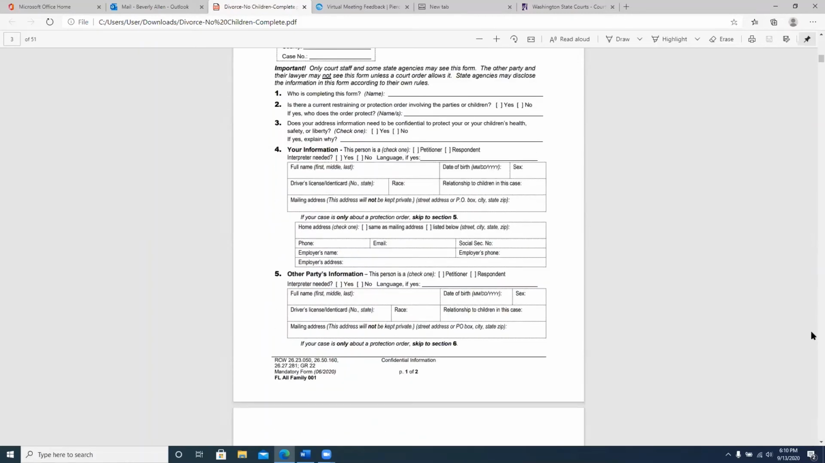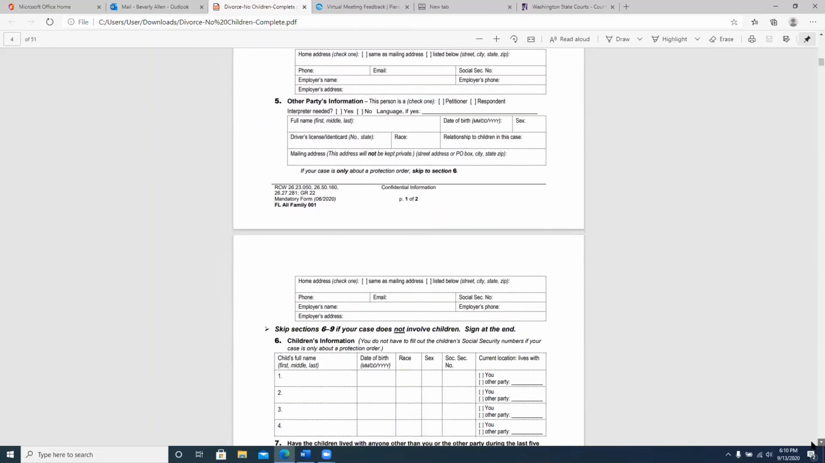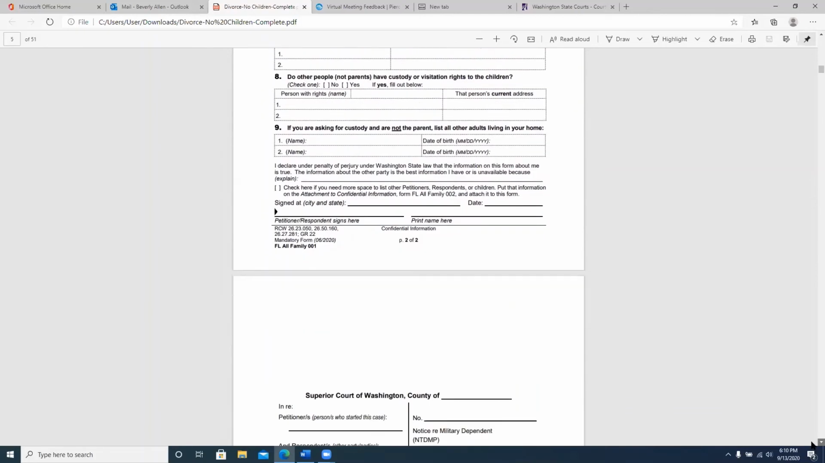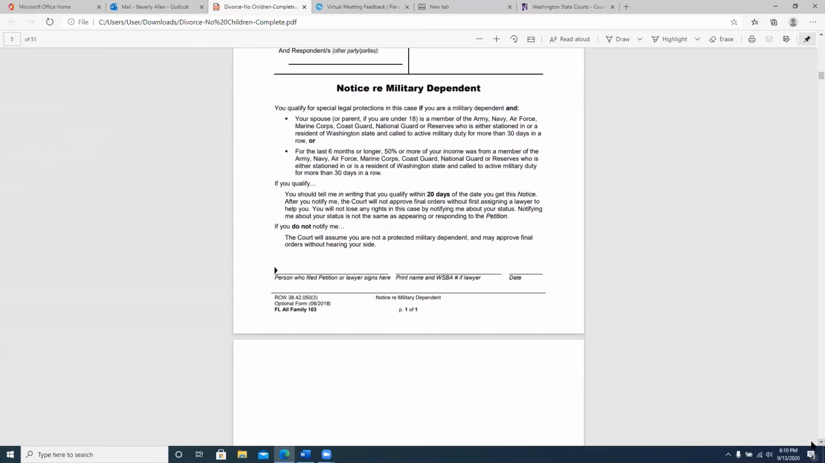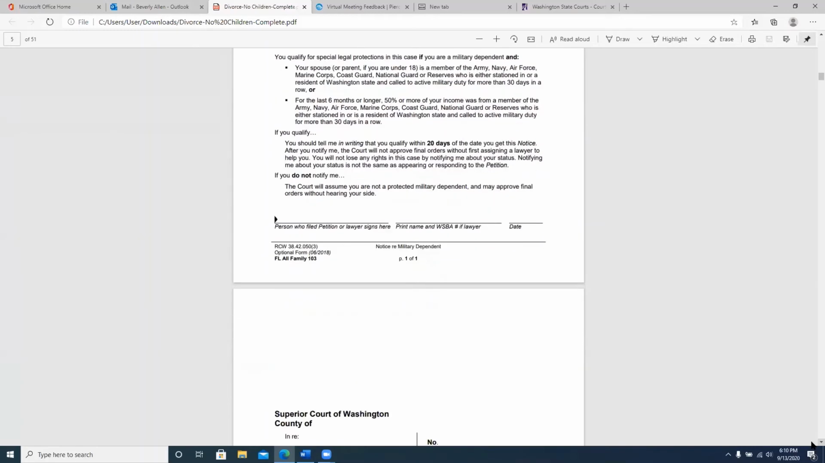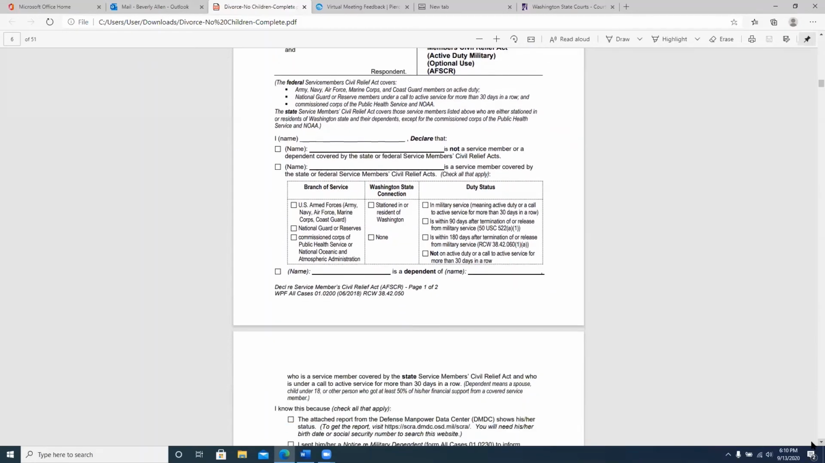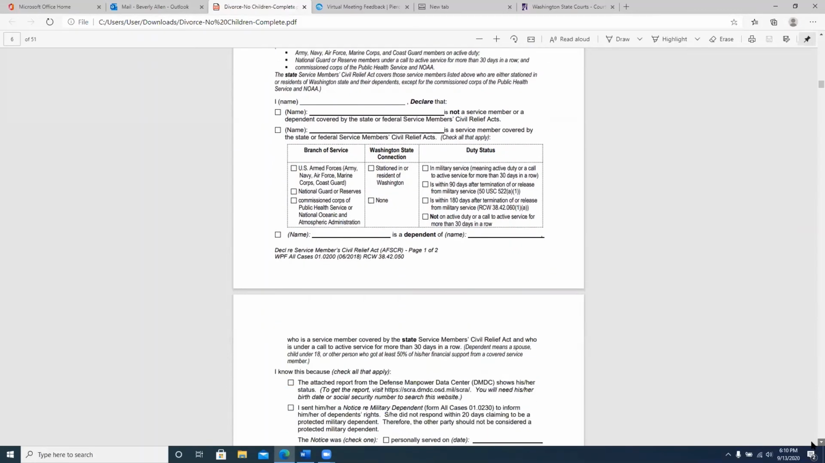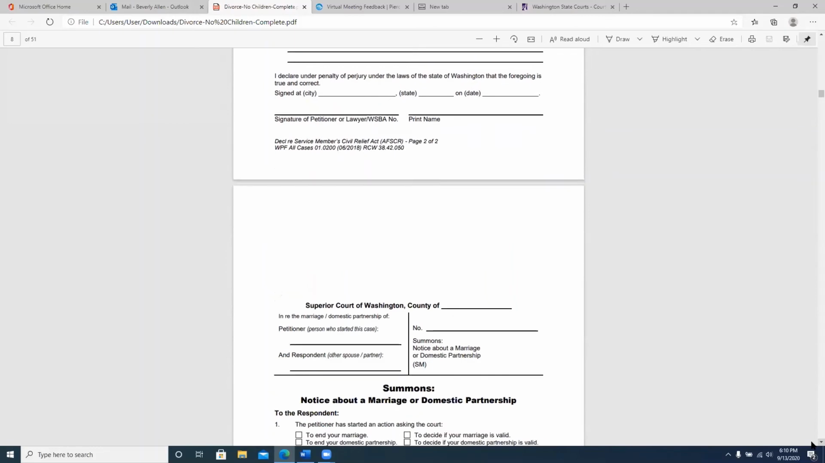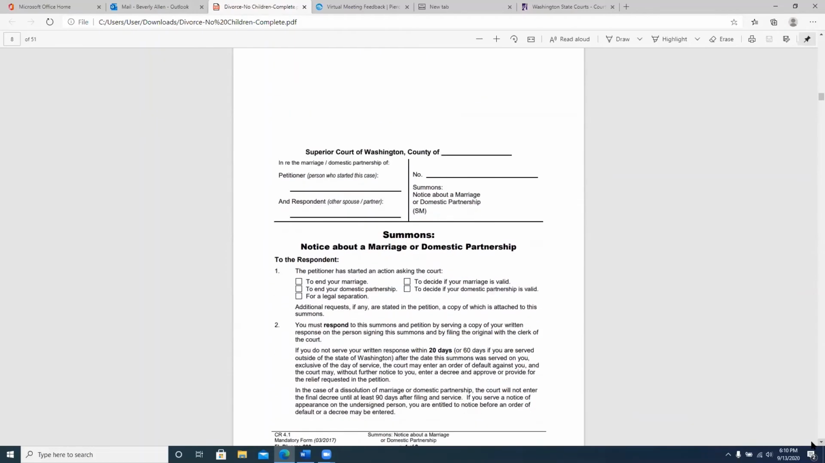So this is the confidential information form. Again, this is just biographical data. Fill out every section, as I mentioned. This is the notice regarding the military dependent, and here's the declaration regarding the Service Members Civil Relief Act. We've already talked about why those exist to protect military members.